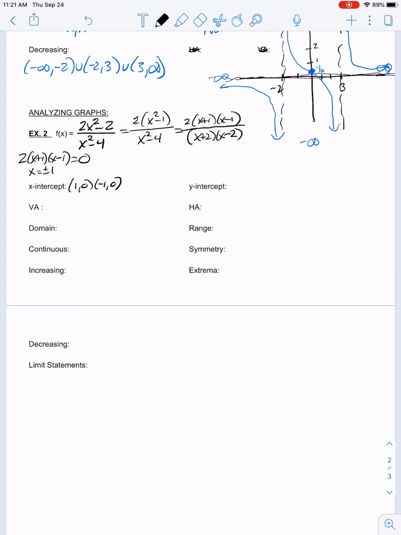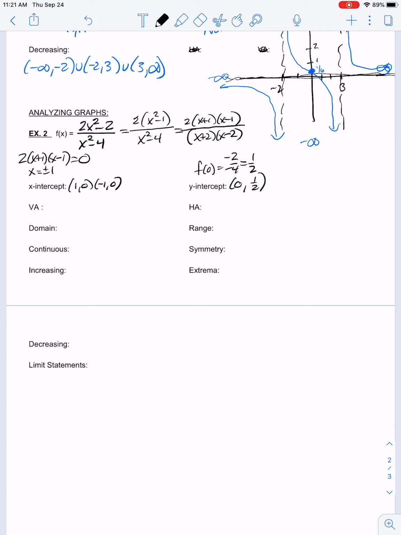For the y-intercept, you want to do f of 0. If I plug a 0 in there, I'm going to get -2 over -4, or +1/2. So at 0, I'm at 1/2.